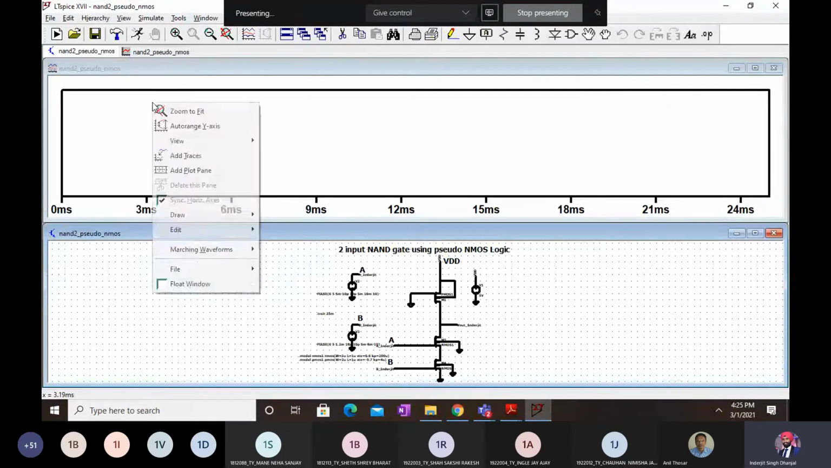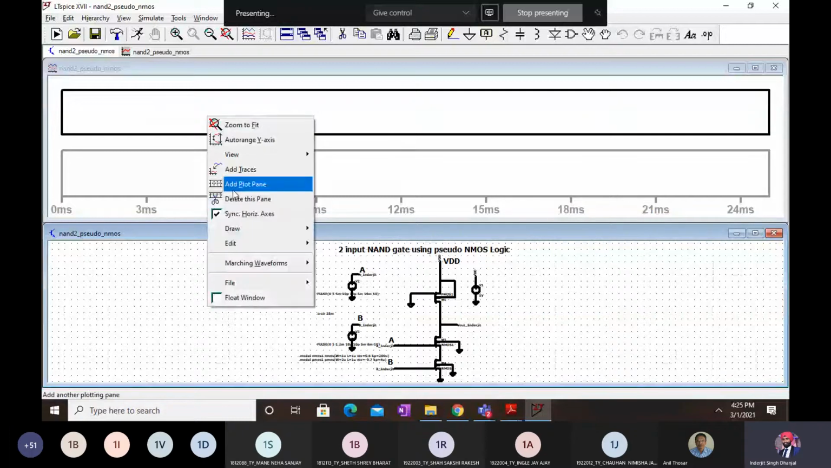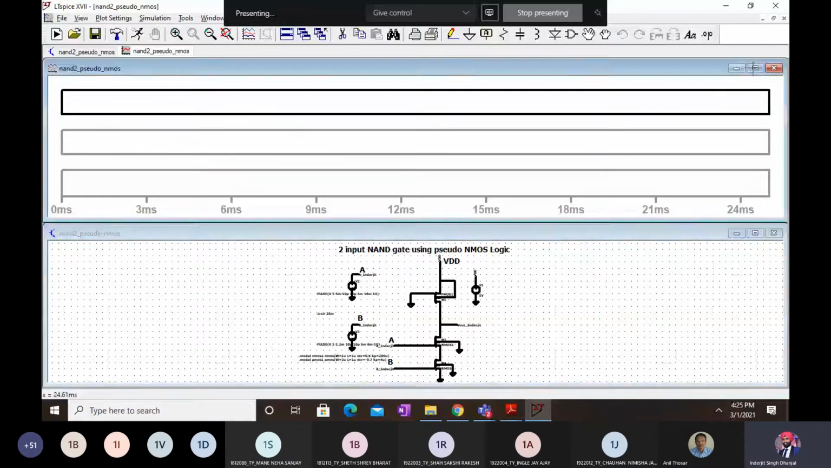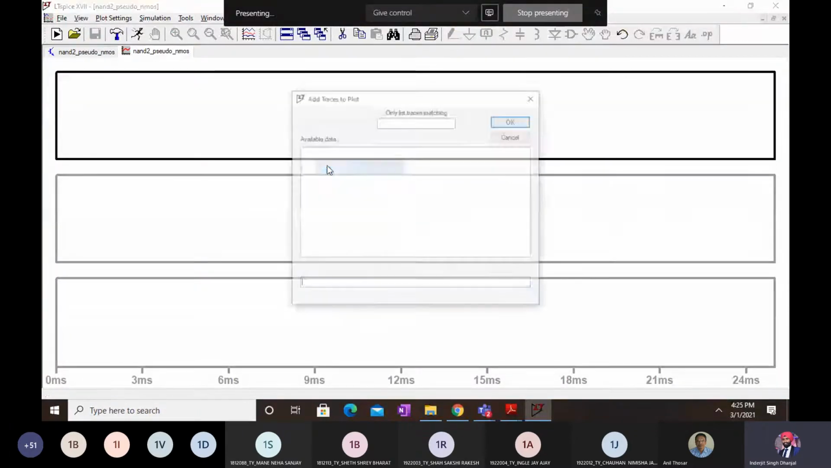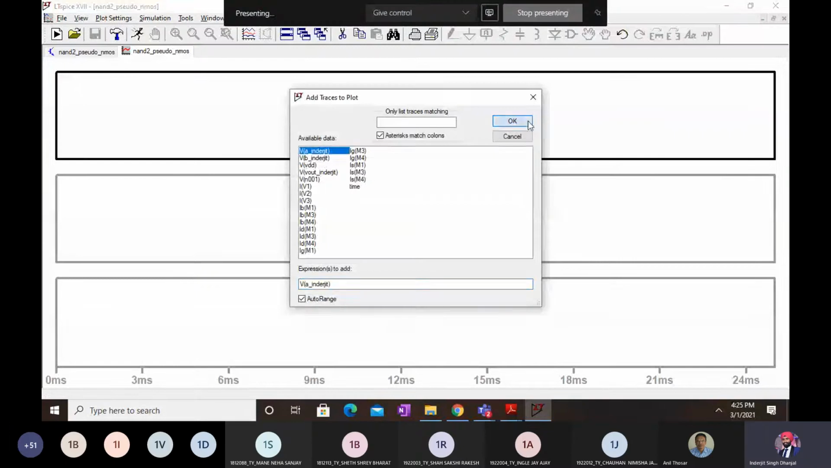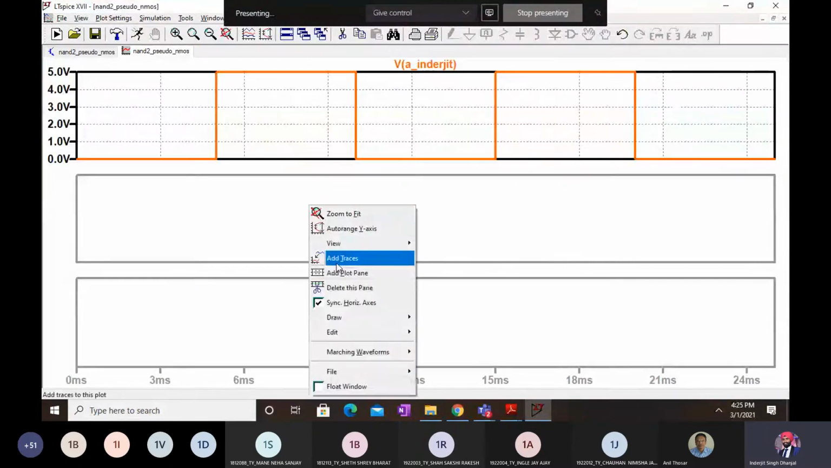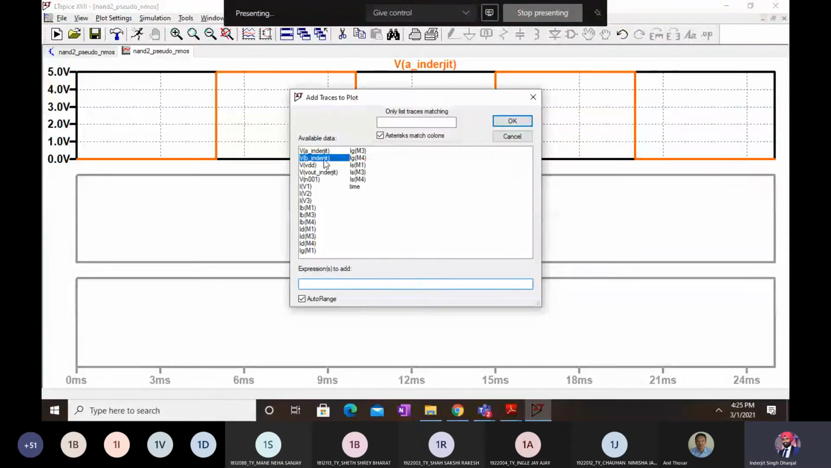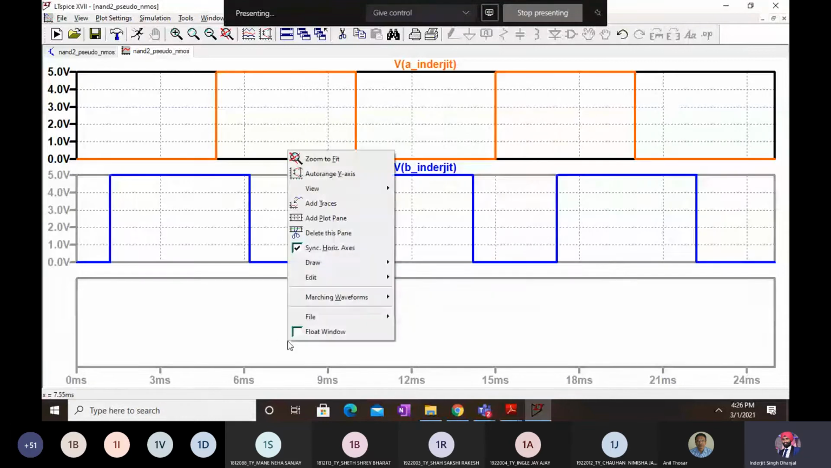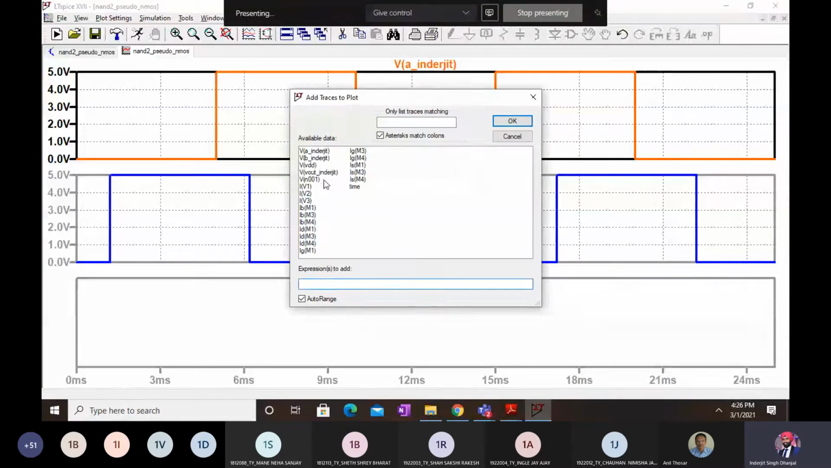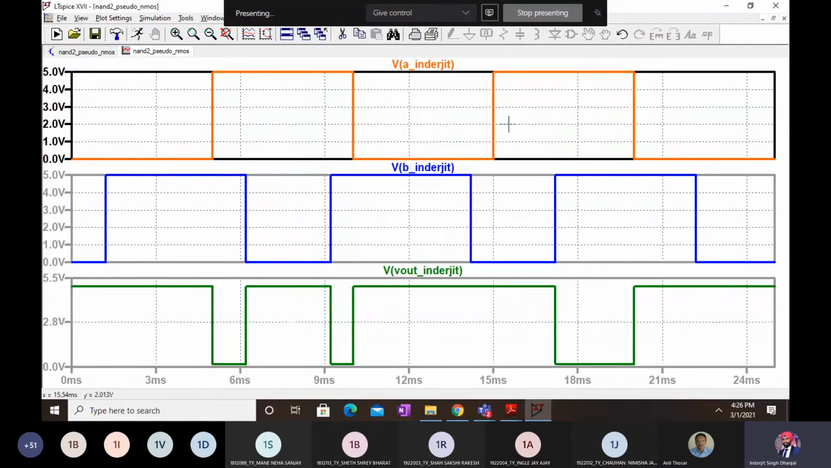So let me plot 3 plots, 2 for the input and 1 for the output. In the first plane, I will plot VA, that is input A. Next, I will plot VB, and last we will plot V out. Okay. Now you can see these are 2 non-overlapping clocks, and see very carefully over here.